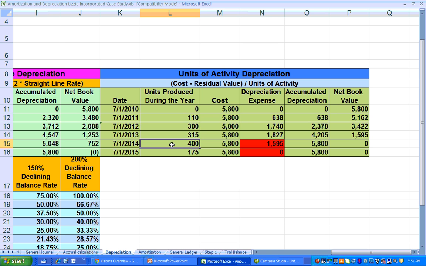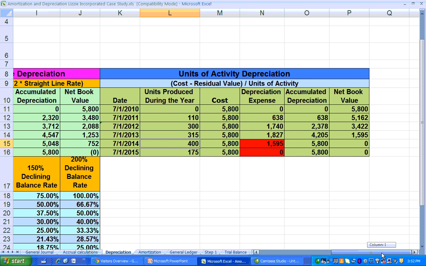And we never depreciate beyond the residual value. In this case, we define the residual value as zero. But you can go back and change this on the schedule, change the residual value to $500 or $1,000, and you'll see what happens to the schedule.